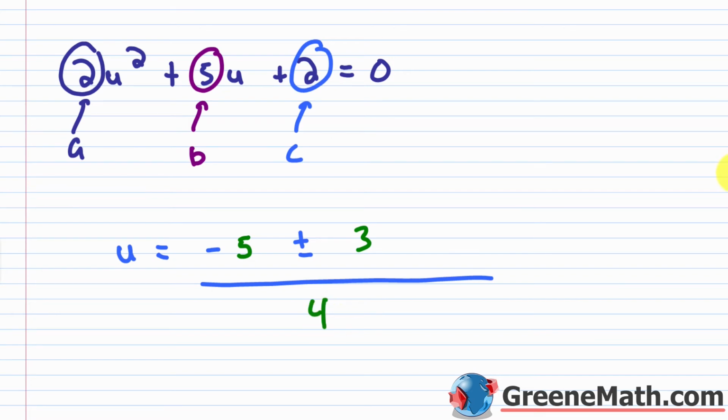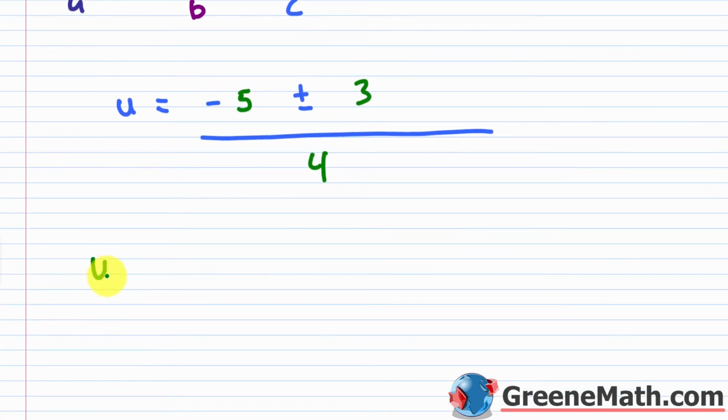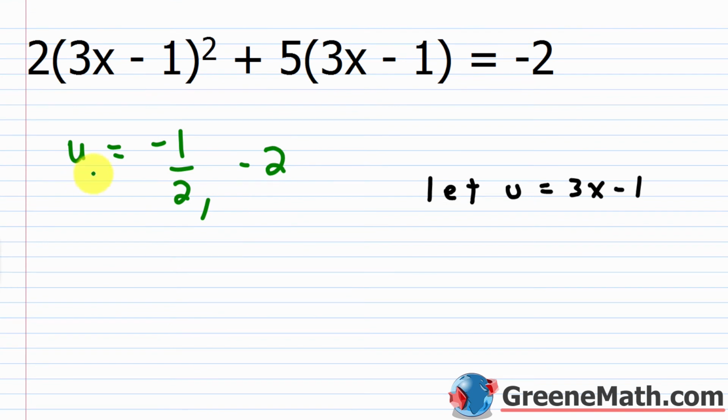So I've got 2 solutions for u. I've got that u is equal to, you've got negative 5 plus 3, which is going to give you negative 2, and then over 4. So negative 2 over 4 is negative 1/2. Then another solution is negative 5 minus 3, which is negative 8, over 4, which would give us negative 2. So u is equal to negative 1/2 or negative 2. Okay, so we have that again, u equals negative 1/2 or negative 2.